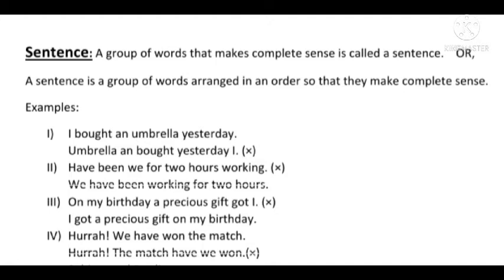So children, we have seen here that every group of words cannot be called a sentence unless and until the words are arranged in a proper order, and the group of words must have a subject and predicate to be called a sentence. Children, keep in mind that every sentence must start with a capital letter and every sentence must end with a proper punctuation mark like a full stop, a question mark, or an exclamation mark.